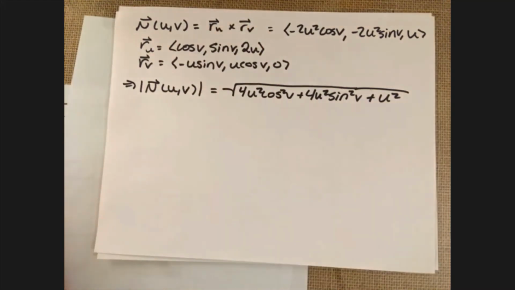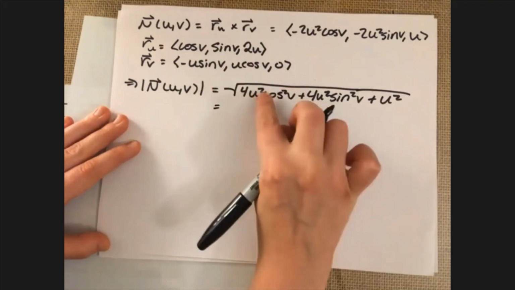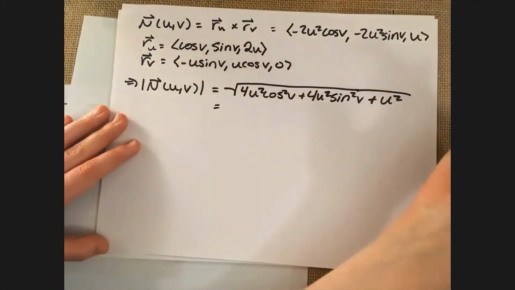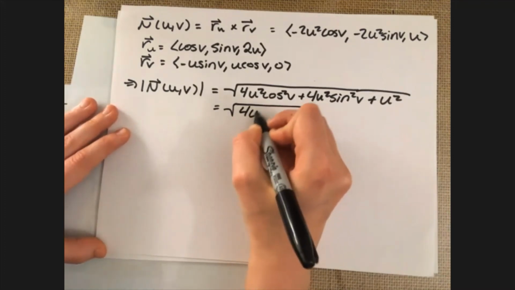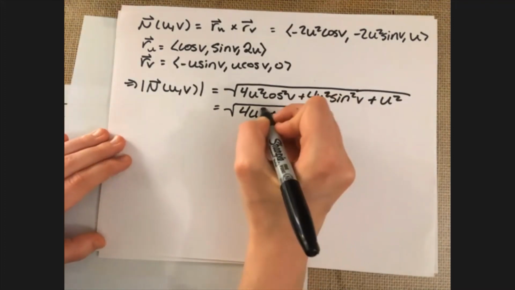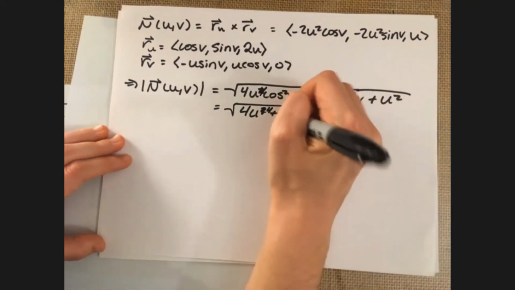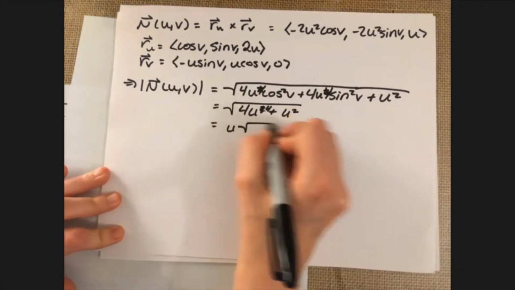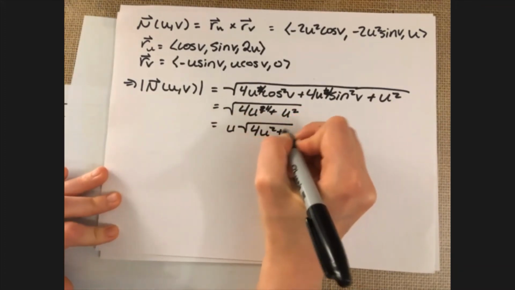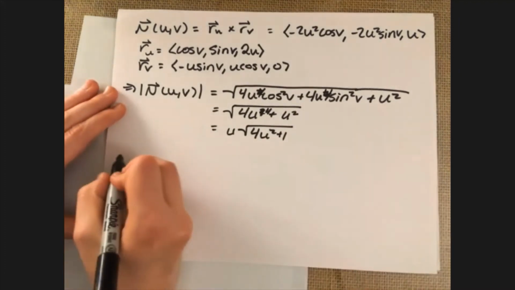So this simplifies down quite nicely because I can factor out that 4u squared from both of these pieces here. Then we get the cosine squared plus sine squared equals 1 thing. And we're just left with the square root of 4u to the 4th plus u squared. Which, if you want to simplify it down even further, you get u times the square root of 4u squared plus 1. But you don't have to. You can leave it as it is. That's fine too. All right, so now we're ready to plug everything back in.